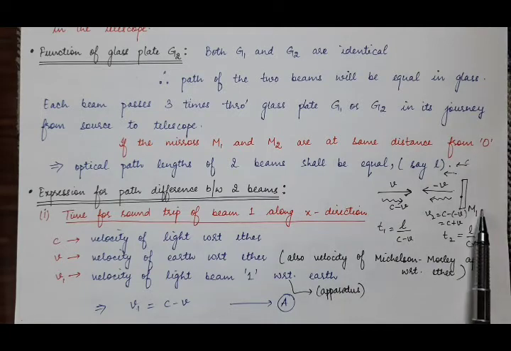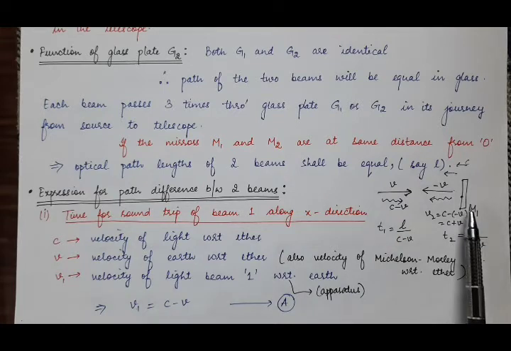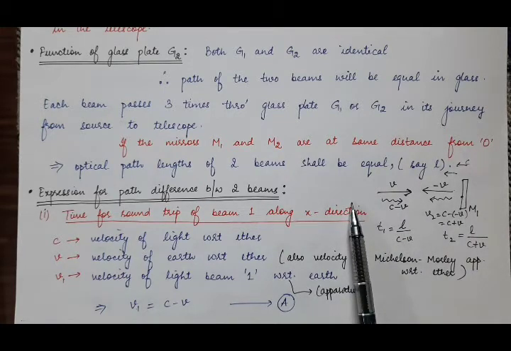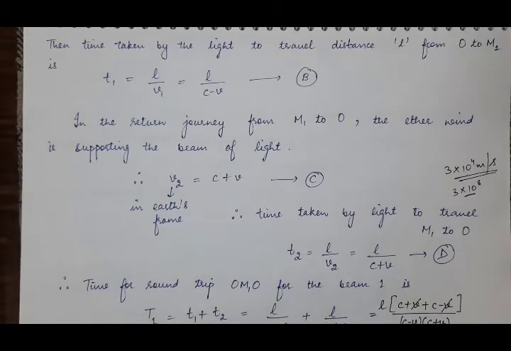On reaching M1, it will be reflected back. So during its return journey, suppose T2 is the time taken by light beam 1 from mirror M1 to glass plate G1, and it will be equal to distance, that is L, divided by speed, that is C plus V. So this I have already told you, you can read this.